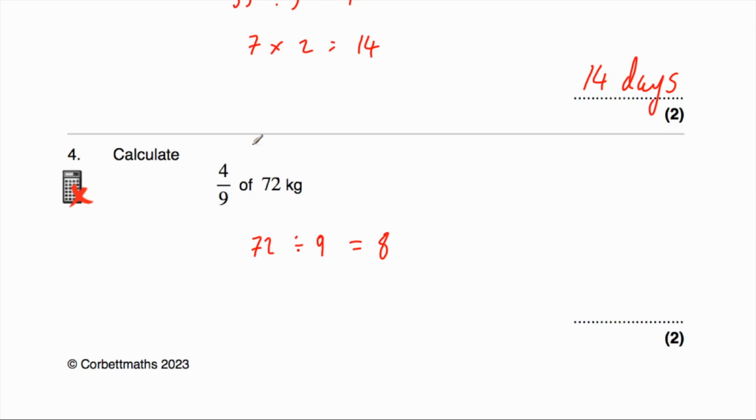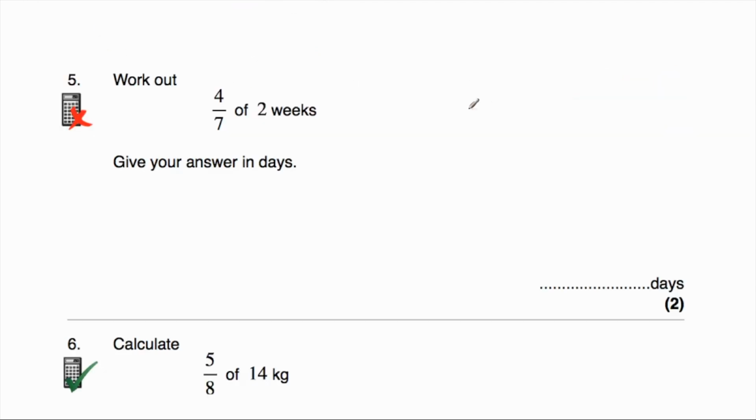Well, we want 4/9, so we're going to multiply by 4. So we're going to do 8 multiplied by 4, and 8 multiplied by 4 is 32. So the answer is 32 kilograms. And that's it. Okay, let's have a look at our next question, question number 5.